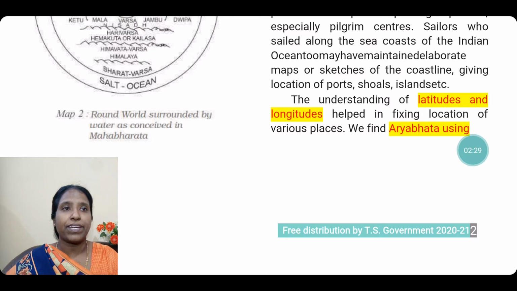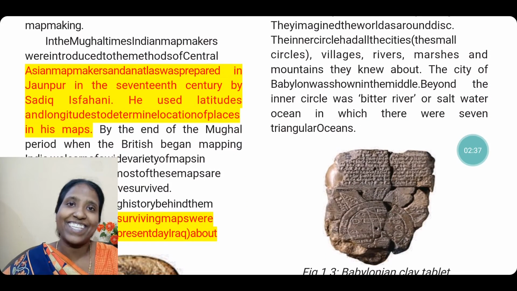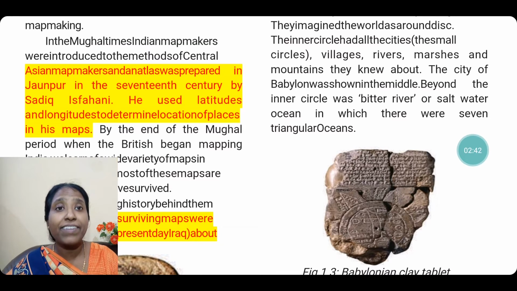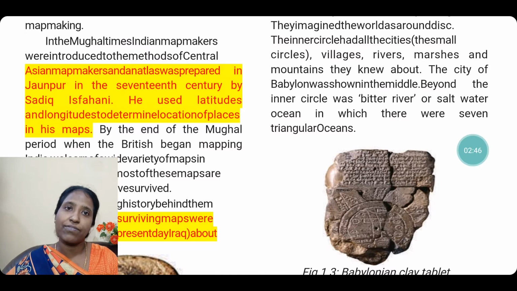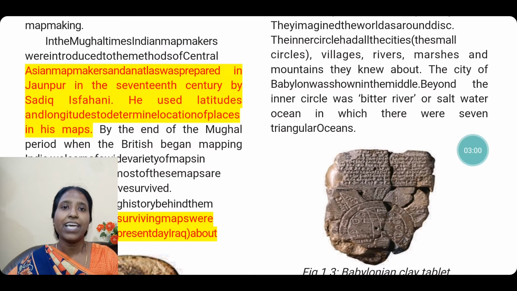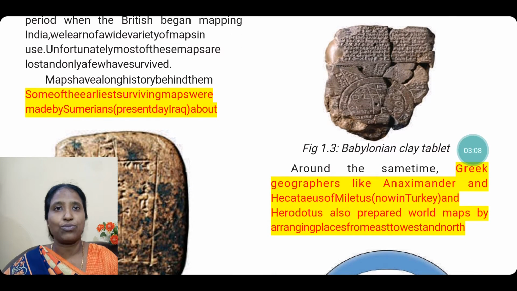Aryabhatta had calculated how to draw the latitudes and longitudes right in the 5th century itself. And then an atlas was prepared in Jaunpur in the 17th century by Sadiq Isfahani. What he did is he used the latitudes and longitudes to determine the location of places in his maps. Latitudes and longitudes are nothing but the vertical and horizontal imaginary lines, just as in a graph, the x-axis and y-axis. The x-axis, the horizontal, are the latitudes, right?